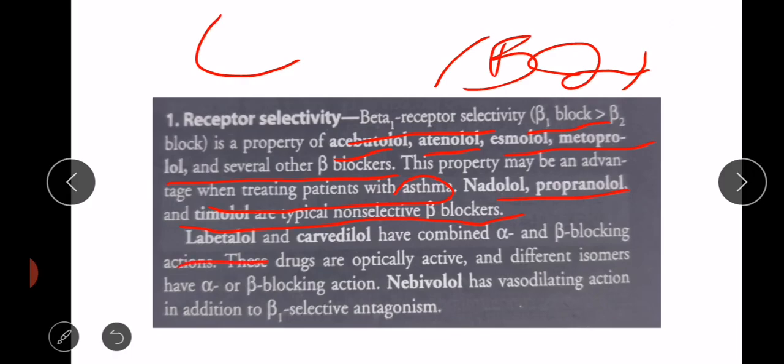Labetalol and carvedilol have combined alpha and beta blocking actions. You should remember that labetalol and carvedilol have combined alpha and beta blocking actions, and these drugs are optically active and different isomers have alpha or beta blocking action. Nebivolol has a vasodilating action also, because it increases the production of nitric oxide. Furthermore, it also blocks beta 1 receptors.